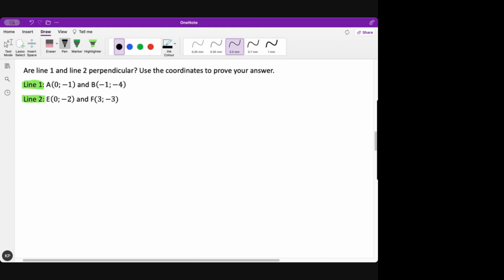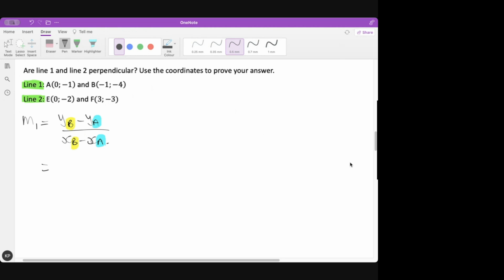So I'm going to find the gradient of line 1. I'm going to write it over here. M of line 1 is the y of coordinate B minus the y of coordinate A over the x of coordinate B minus the x of coordinate A. Okay, if you wrote it the other way around, if you said A minus B, I promise you're going to get the same answer. The only condition that I had was the same coordinate must come first, and the same one must be last. Okay, that's the only condition.